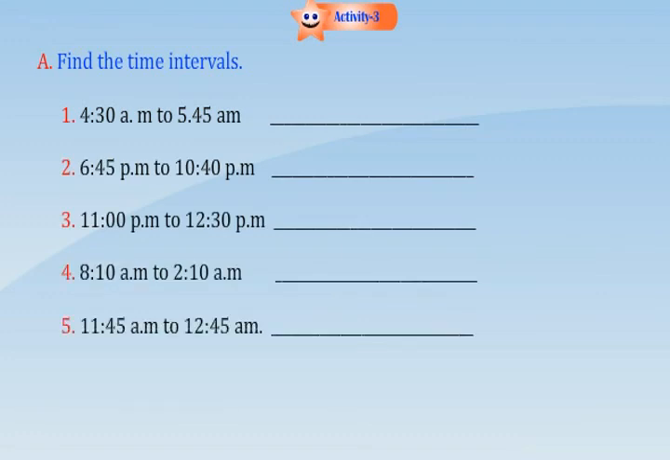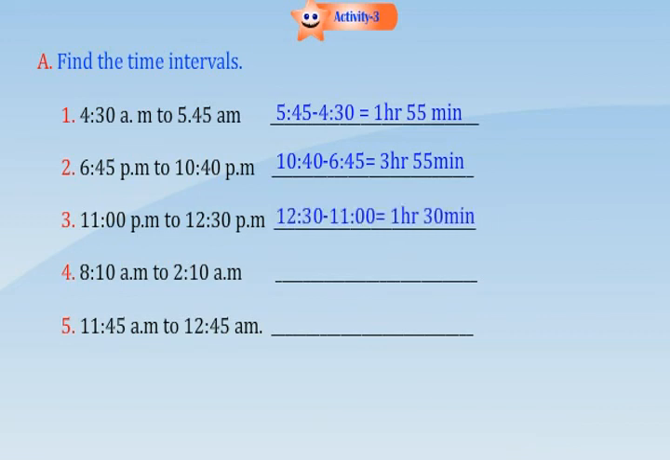Activity 3. Find the time intervals: 4:30 a.m. to 5:45 a.m. 6:45 p.m. to 10:40 p.m. 11 p.m. to 12:30 p.m. 8:10 a.m. to 2:10 a.m. 11:45 a.m. to 12:45 a.m.